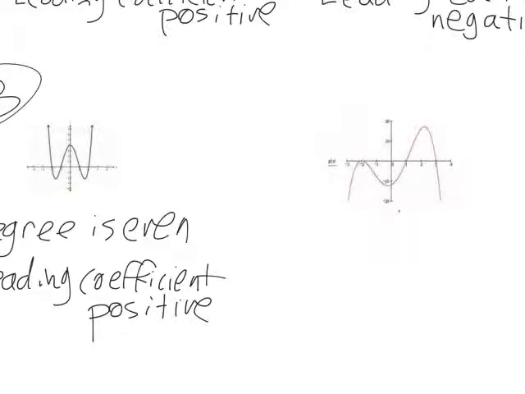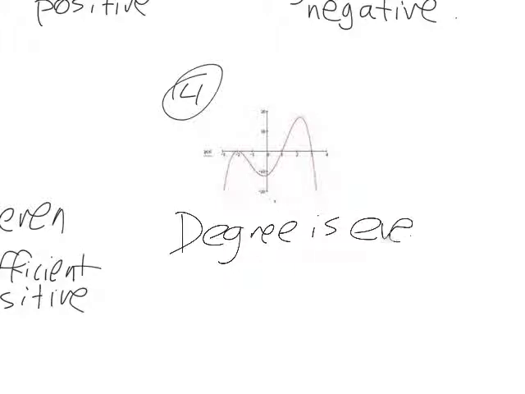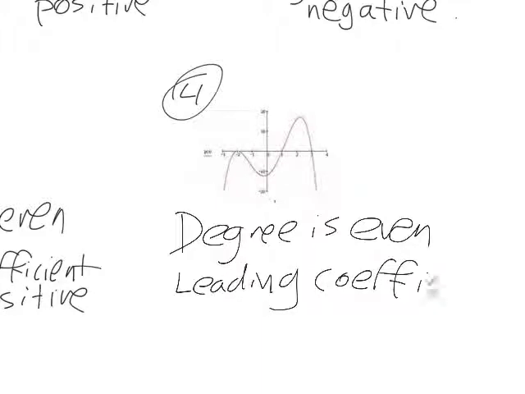That graph has two ends that go down, okay? So my degree is even again. They're going the same way. And the leading coefficient is negative.